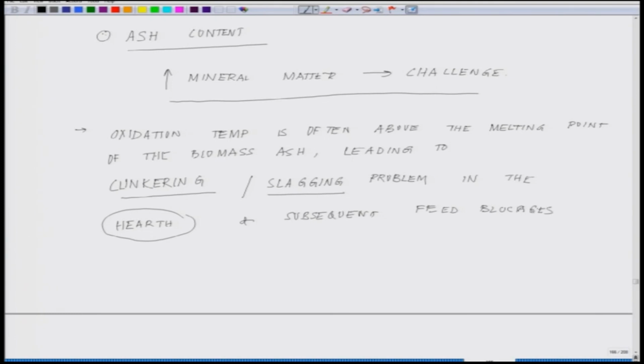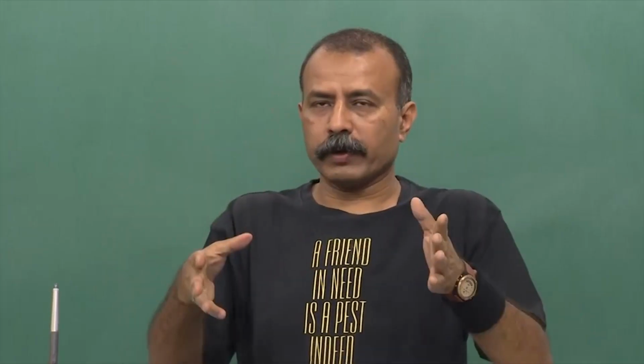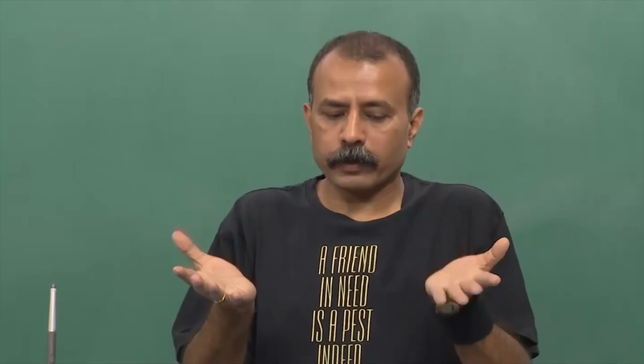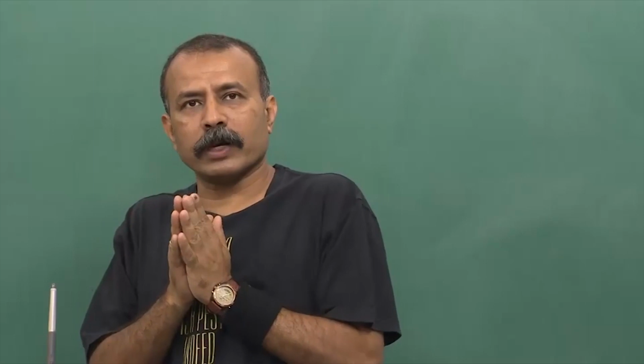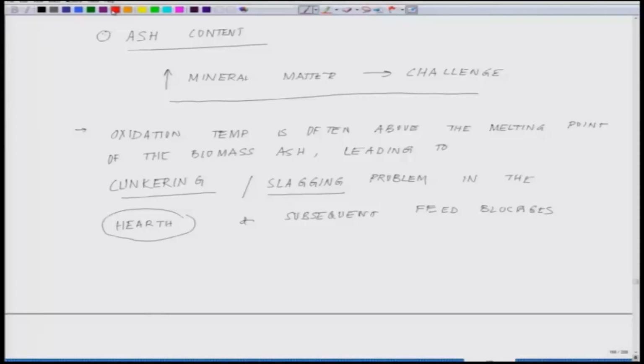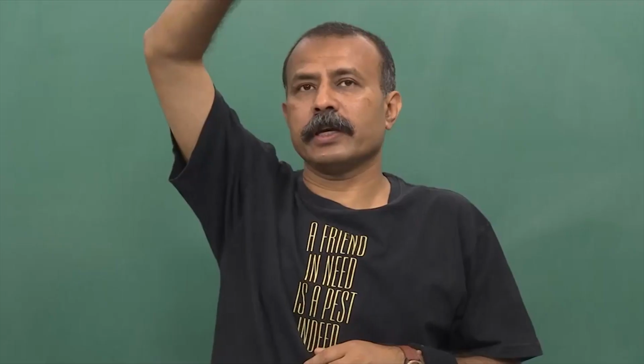So, the hearth is essentially, as all of you have seen in a fireplace, where the burning takes place. That is called the hearth area. So, the oxidation temperature is often above the melting point of the biomass ash. Think of it, just read through the line and realize. What will happen? The biomass ash, the alkali, will melt, because your oxidation temperature is higher than its melting point.